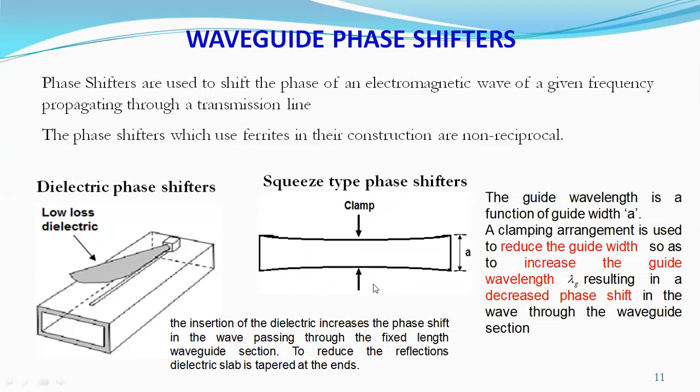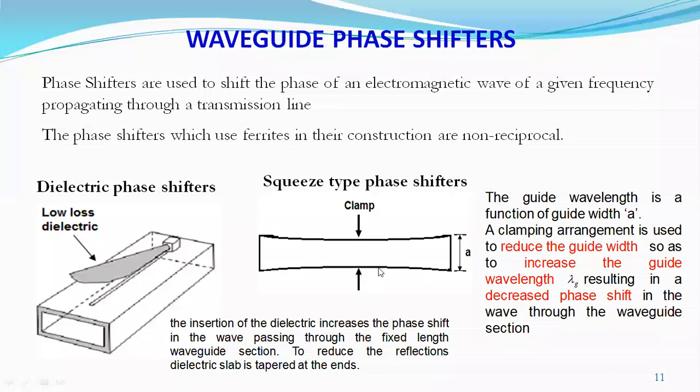In the squeeze type phase shifter, there is a clamping of the waveguide. Based on the clamping, it will reduce the width, the guide width a. Based on the reduced guide width, it will increase the guided wavelength lambda g. It will increase the guided wavelength lambda g, so it will result in a decrease in the phase shift in the waveguide. So that is the squeeze type phase shifter.